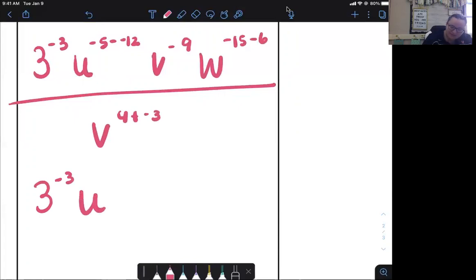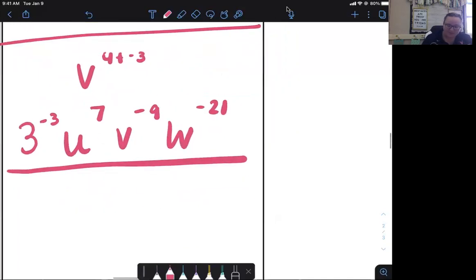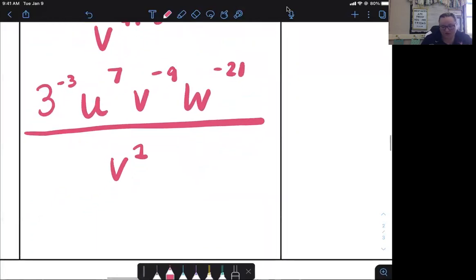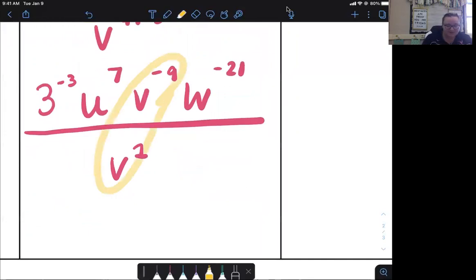U to the negative 5 minus negative 12 is negative 5 plus 12, which is 7. V to the negative 9, W to the negative 21, all over. Then down here, I'm going to have V to the 1st. All right, then there's a couple of ways we could go about this problem. We could subtract these exponents because we have division, or we could start dealing with all these negative exponents.